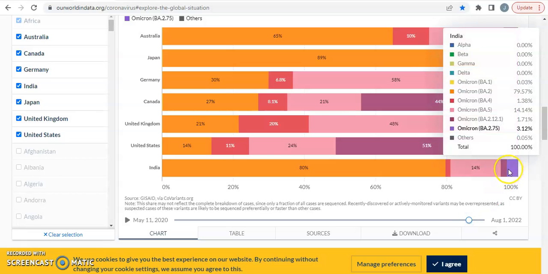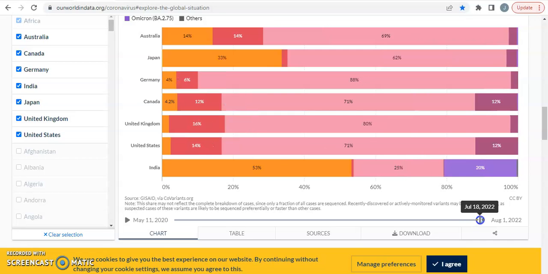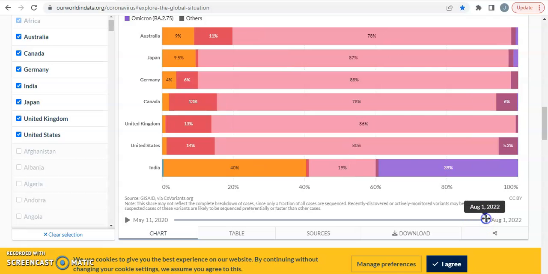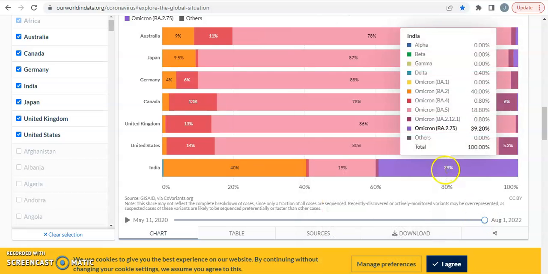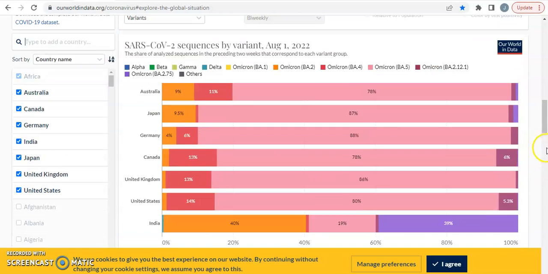Okay, it got a little stronger there on June 20th. Then it became even more prevalent on July 4th. Then watch what happened as we complete through July. July 18th, 20%. August 1st, 39%. It is quickly going to become the dominant variant in India.